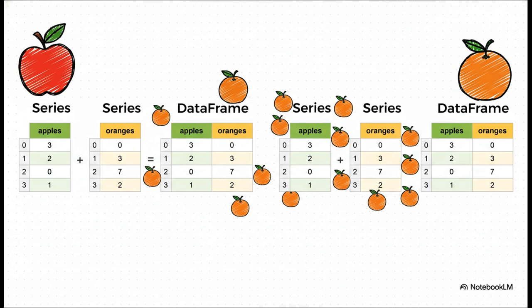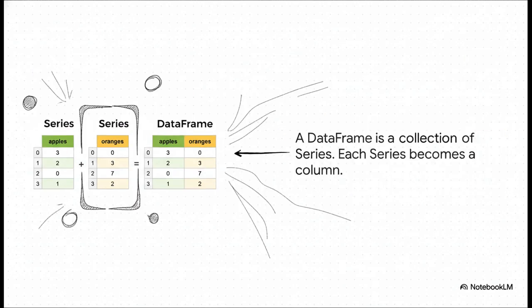You just start with your individual series. So here we've got our list of Apple sales, and then we have a totally separate one for Orange sales. Okay, now check this out. This is the cool part. You basically just stick them together. You put those two series side by side, and bam, Pandas automatically combines them into a brand new data frame. Each series just becomes a new column, and Pandas is smart enough to line everything up for you.